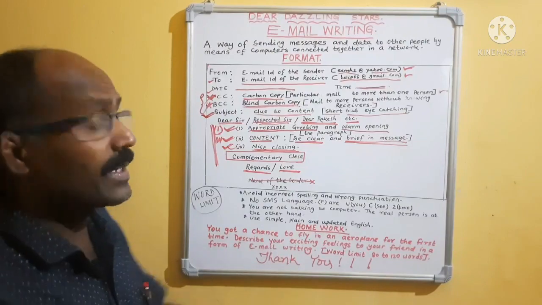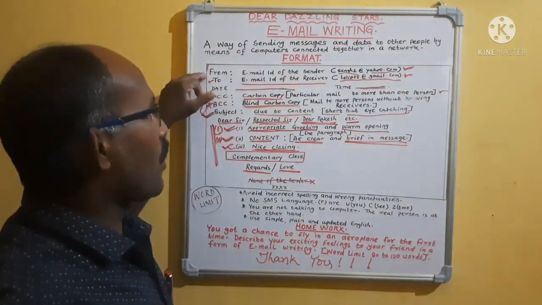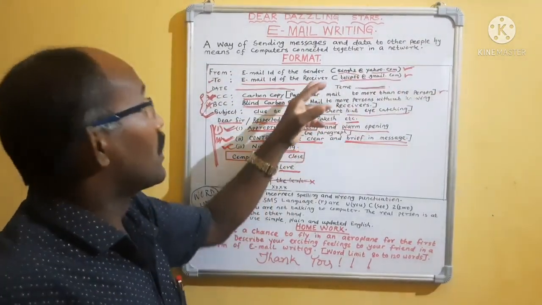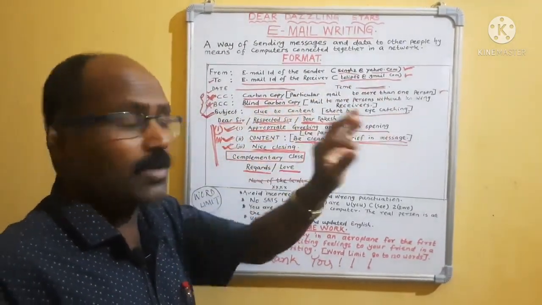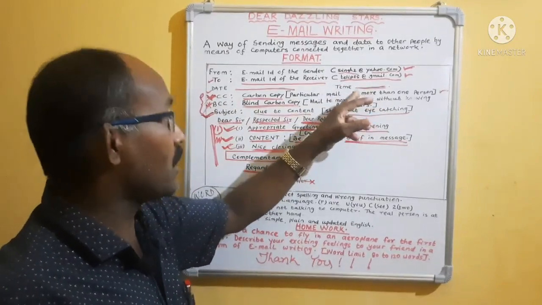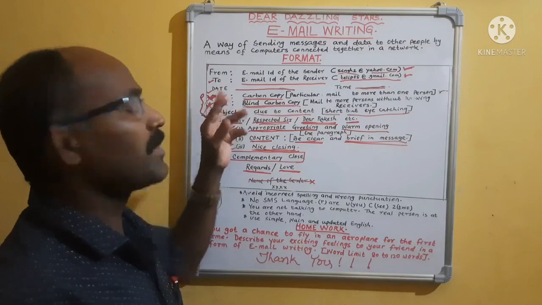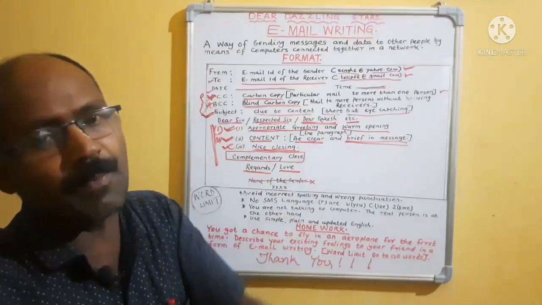That means what you are getting, again I am discussing, you listen. Format means from, that is the email ID of the sender. You will write the email ID of the sender, then to, the email ID of the receiver who is receiving, then come to date, which you will mention in the examination paper, and time you will also mention. Then CC and BCC, that means CC is carbon copy and BCC means blind carbon copy. It depends upon you.